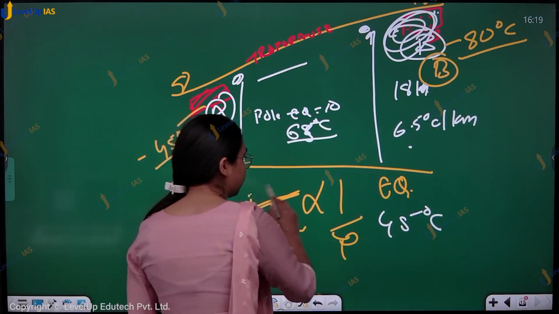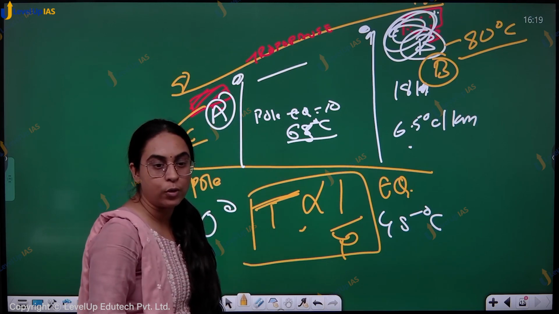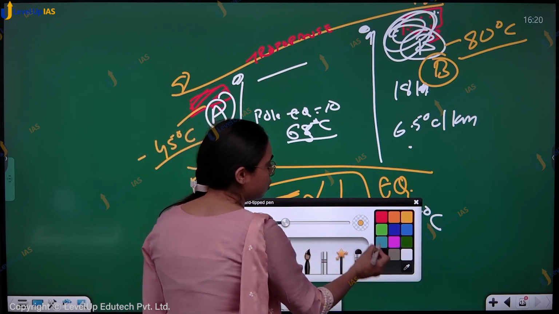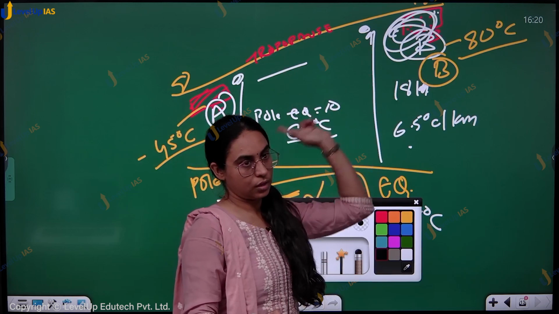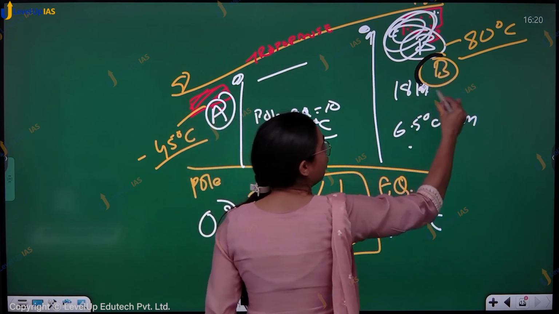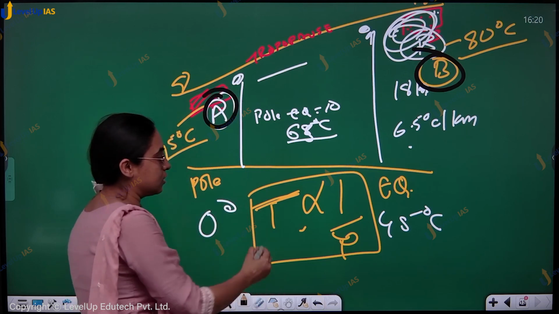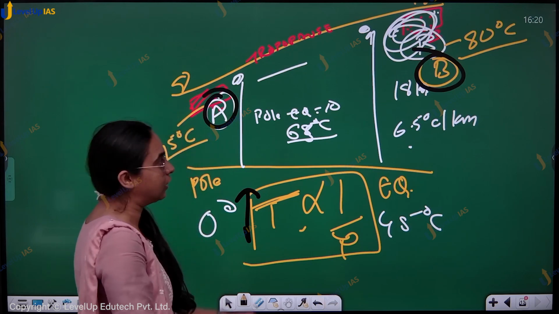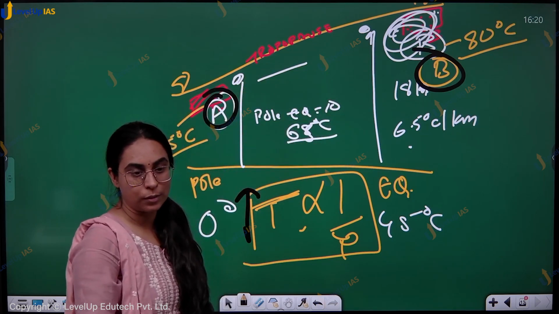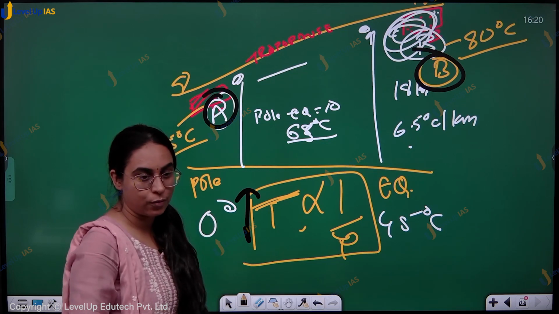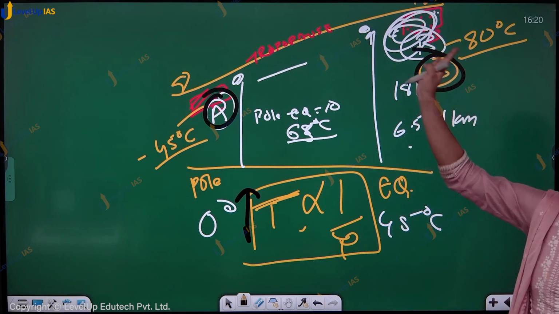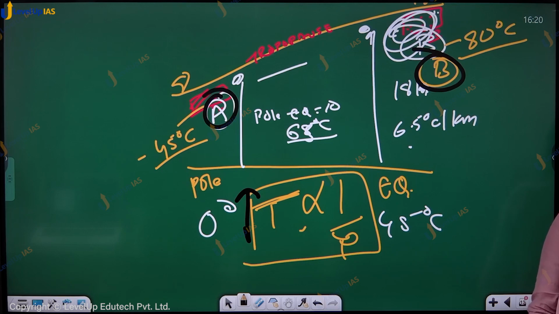If I say temperature is inversely proportional to pressure, where would the high pressure be? At the tropopause. At the tropopause, where will high pressure be, at point B or at point A? जहाँ पे टेम्परेचर ज्यादा रहेगा वहां पे प्रेशर कम रहेगा. तो टेम्परेचर कौन सा ज्यादा है, पोल्स पे की इक्वेटर पे? minus 80 की minus 45, which is minus. कहाँ टेम्परेचर ज्यादा, इक्वेटर पे की पोल्स पे? ट्रोपोपॉज पे टेम्परेचर ज्यादा कहाँ है? पोल्स पे. तो प्रेशर कम कहाँ होगा?